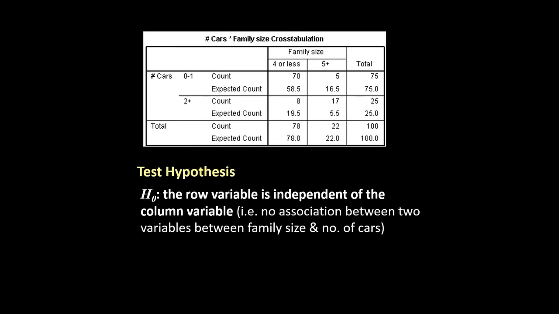So generally, if you remember something like this, we say these two proportions are the same. Basically, if this is pi 1, then we're saying that this will be the same. So this is saying there is no association between the 4 or less or 5 plus family size and car ownership, the number of cars.